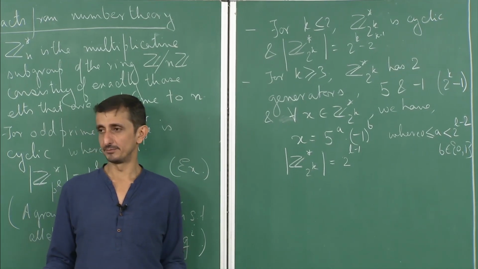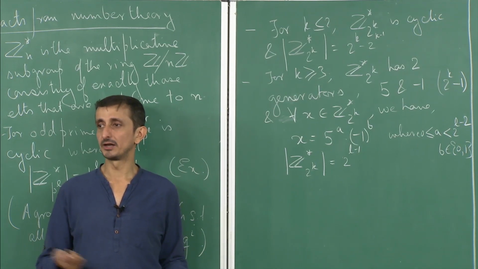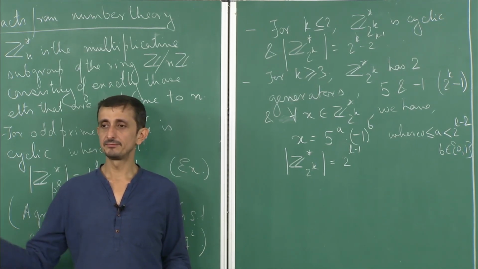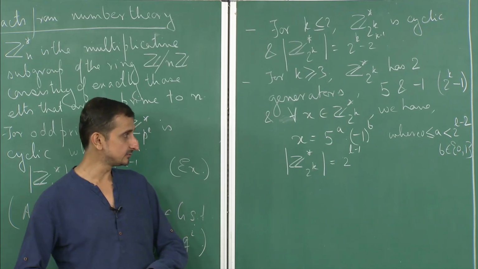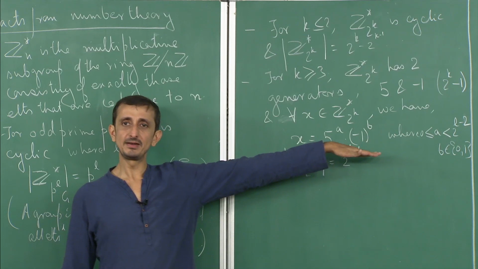Okay, what are all the elements? All the odd numbers from 1 to 31. So 1, 3, 5, 7. So it's easy to see that it has 2 to the power something. So it has exactly half that many. Okay, so it has 2 to the power 4 many elements.